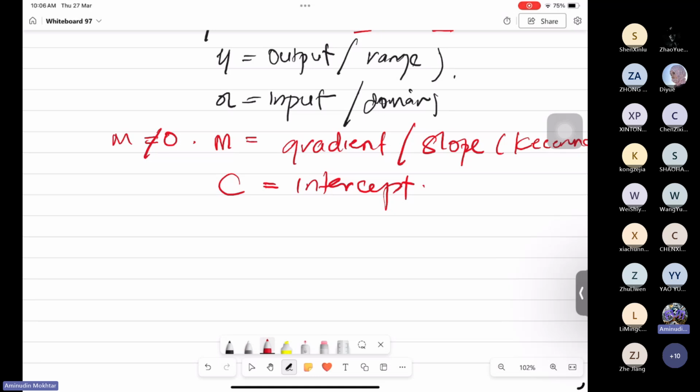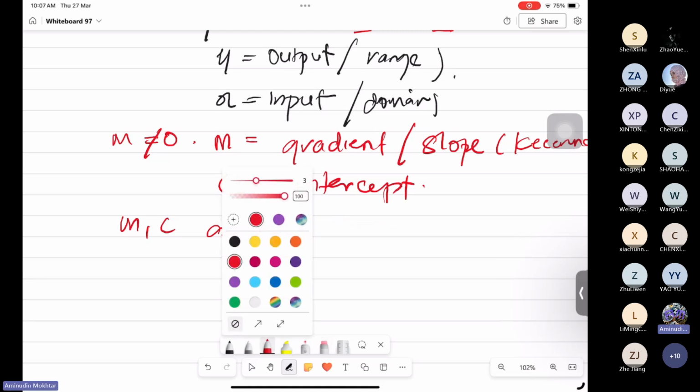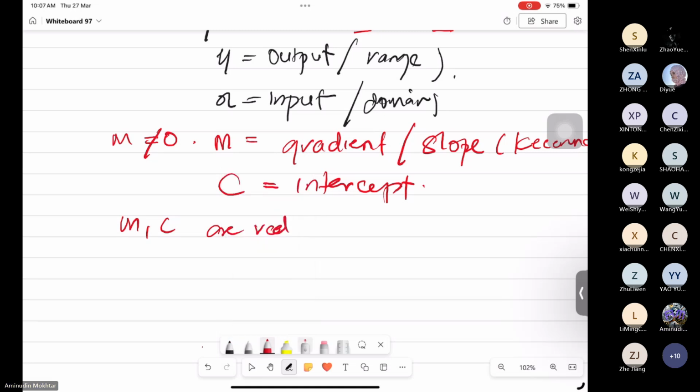And the value of m and c are real numbers. m and c are real numbers. What is a real number? m must not equal 0, and m and c are real numbers.